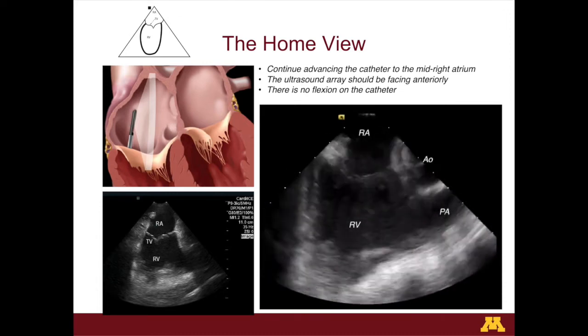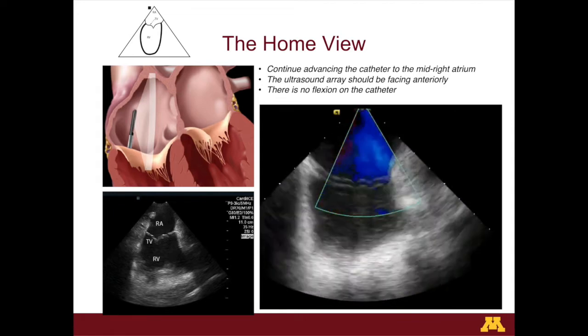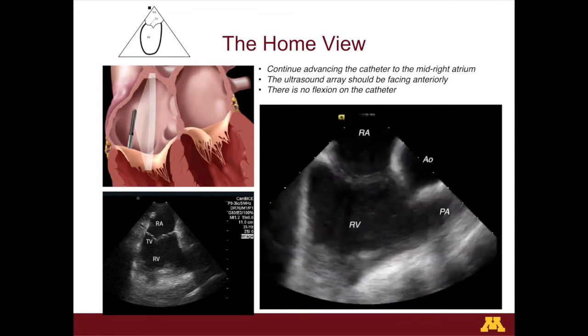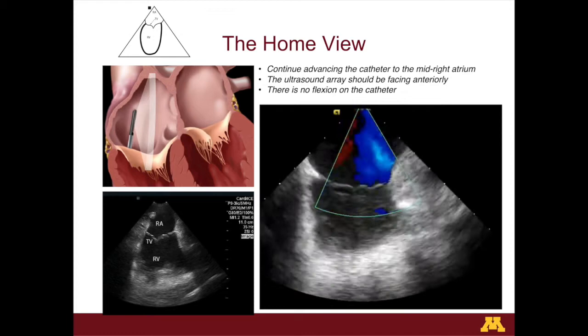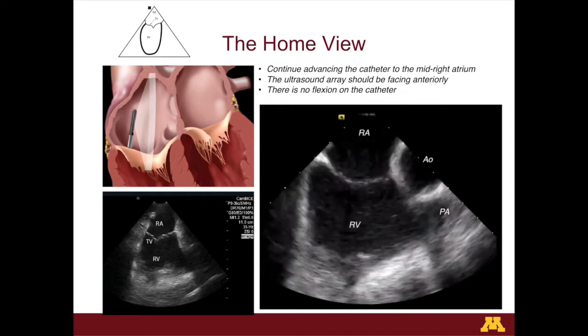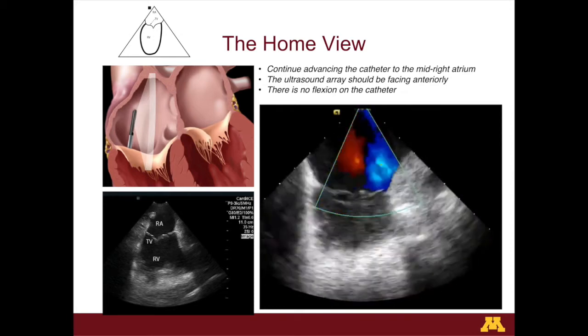Everybody should be familiar with the home view. That's where you start with imaging of the heart. And if you get lost somewhere, for example, the catheter falls into the hepatic veins after you put a big posterior tilt, you unflex the catheter and you always start back with the home view.